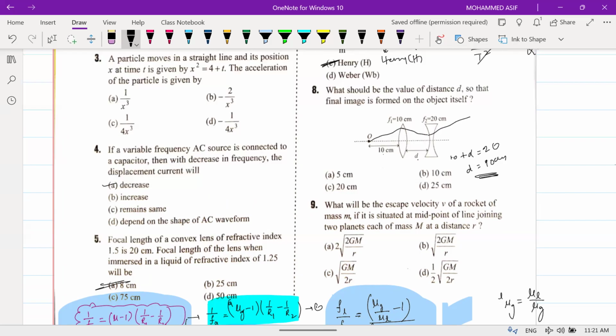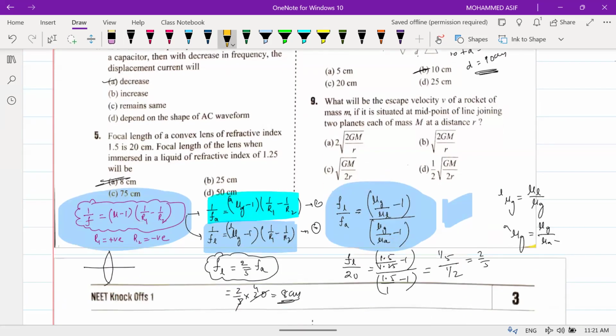So what should be the value of the distance d so that the final image is formed on the object itself? When the final image is forming on the object itself, the object should be kept at the center of curvature. So 10 plus d must be equal to your 20, the focal length. So this will be the answer. Clear?